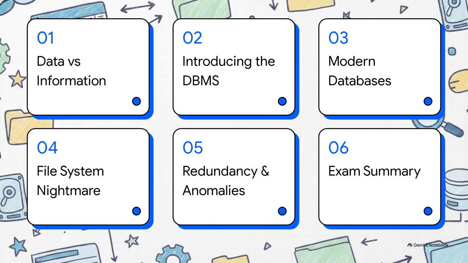Here's a quick look at the 6 core sections we'll be covering today. Data versus information, introducing the DBMS, types of modern databases, the file system nightmare, redundancy and data anomalies, and finally, the environment and exam summary.